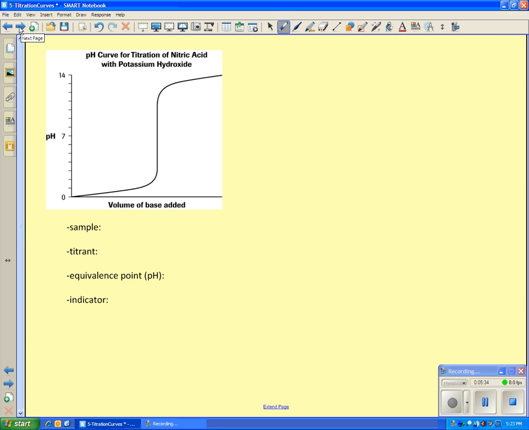For this pH curve, you're seeing that it's starting low and you see a sharp rise. So for this graph, what we've done is change the sample and the titrant. This time it's a titration of nitric acid with potassium hydroxide. So the titration of nitric acid means that the nitric acid is the sample, that's HNO3, and the titrant, what we're titrating with, is the potassium hydroxide, KOH.